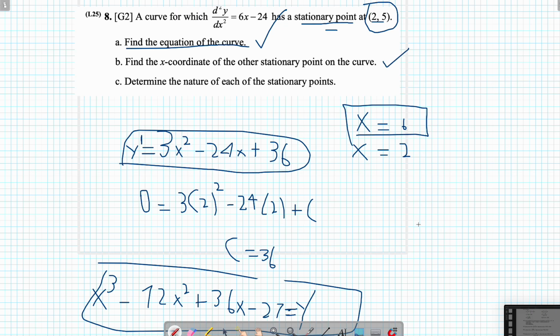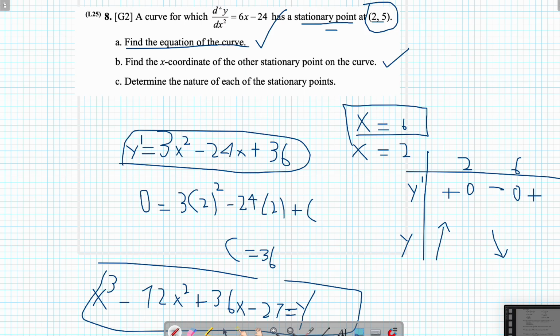So what we're gonna do here is make a table of variation. So 2, 6, y prime, y, then zeros here, and since a is positive, we're gonna do positive, negative, positive. So up, down, up. So 2 is a maximum and 6 is a minimum.